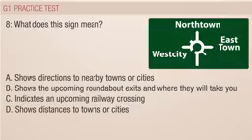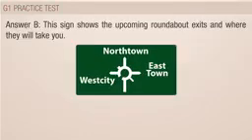Question 8. What does this sign mean? A. Shows directions to nearby towns or cities. B. Shows the upcoming roundabout exits and where they will take you. C. Indicates an upcoming railway crossing. D. Shows distances to towns or cities. Answer B. This sign shows the upcoming roundabout exits and where they will take you.